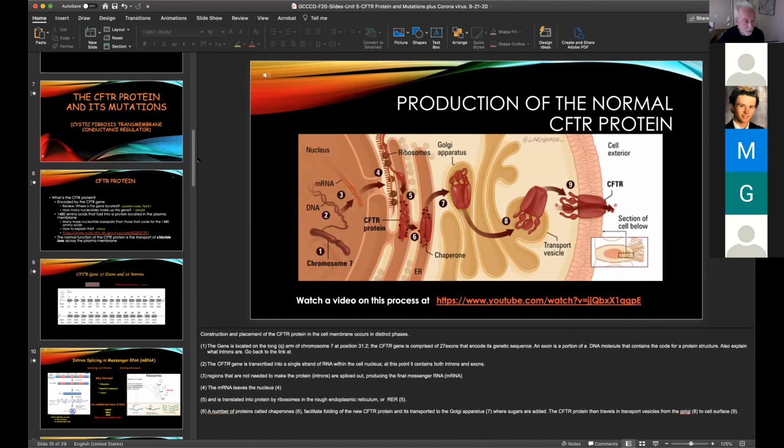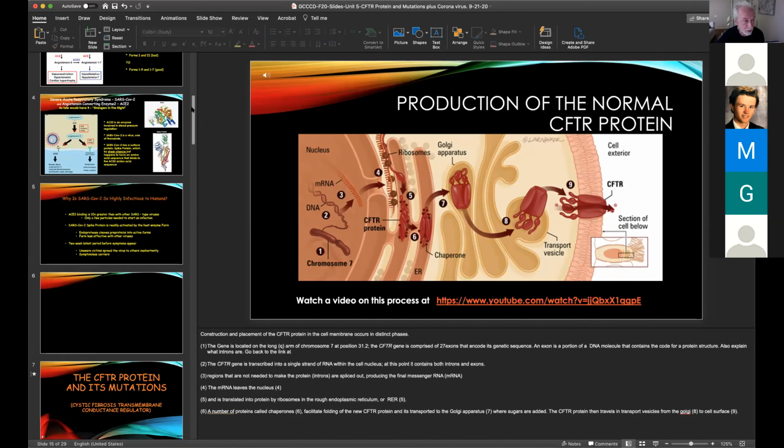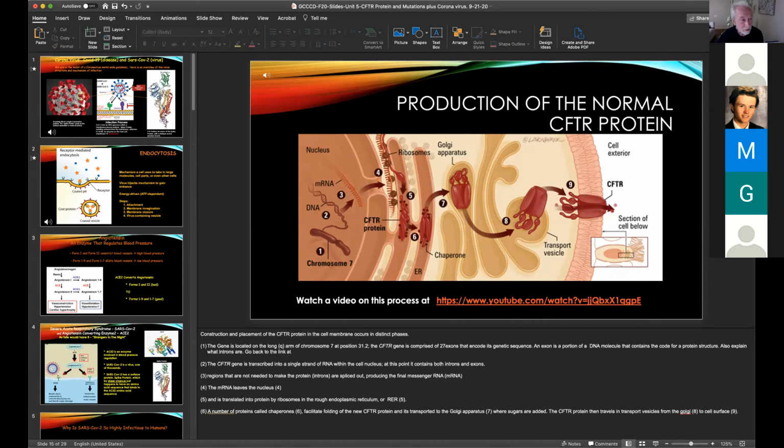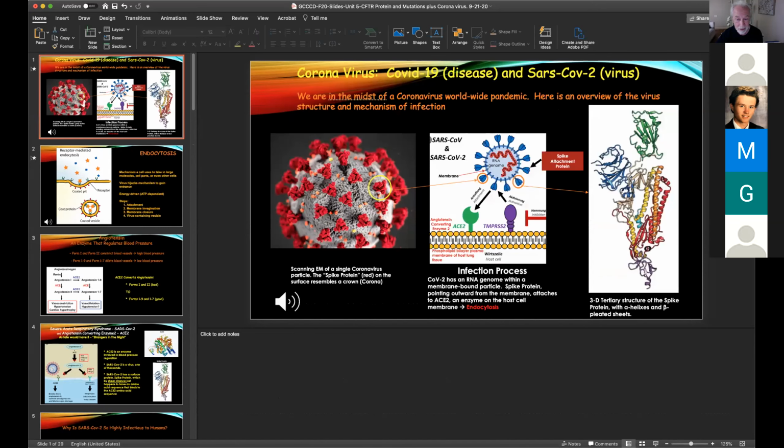Just to give you a preview, next time I want to take a little bit of time to talk about coronavirus. And this is all around us all day, every day. And I'd like you to know a little bit about the details of how coronavirus infects and why it is so particularly infectious. So that is for next time.